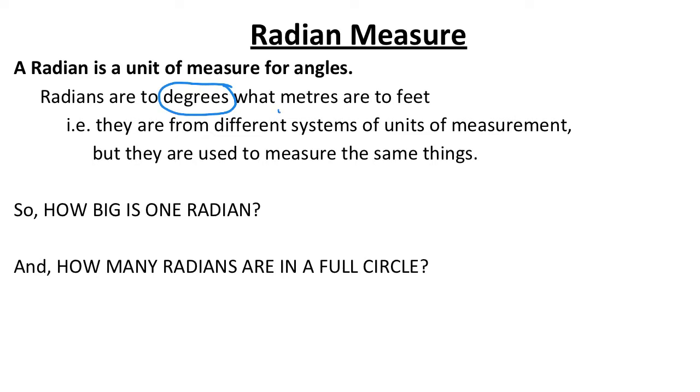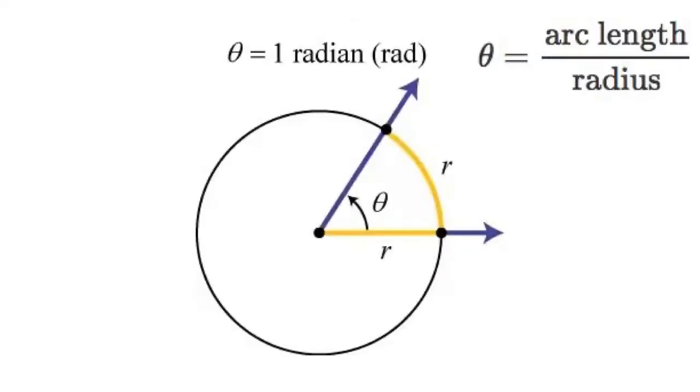It's similar to how you would have always grown up learning how to measure distances in meters, and then in high school you learn more about measuring things in feet. So they're different systems of units of measurement, but they're used to measure the same things, which namely is angles. So two things we're going to address first is how big is 1 radian, and then how many radians are in a full circle. So how big is 1 radian?